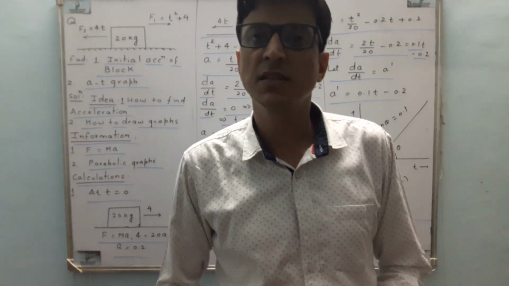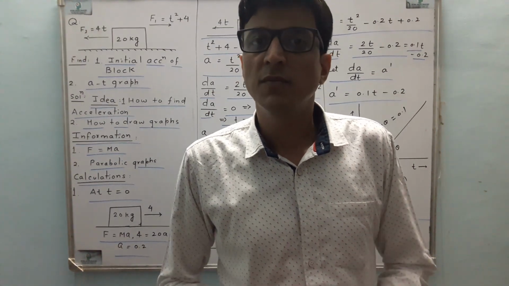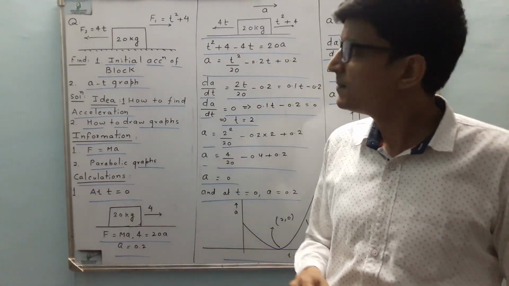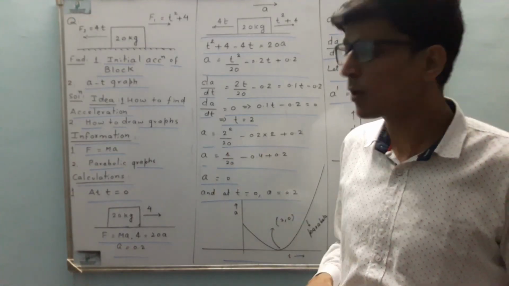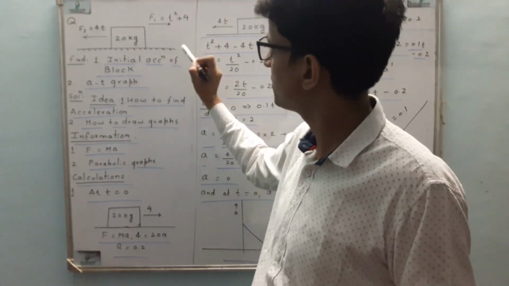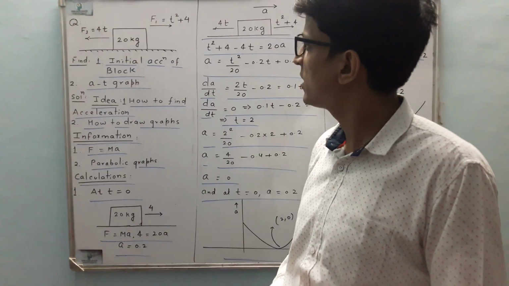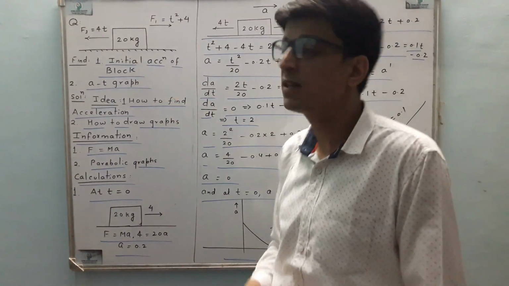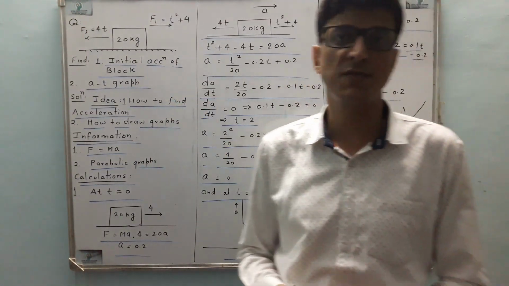I am the founder of Optimal Success Trajectory, and today we'll discuss a mechanics problem. The problem says that there is a block of mass 20 kg. Two forces F1 and F2 are acting on the block. We need to find the initial acceleration of the block and the a-t graph.